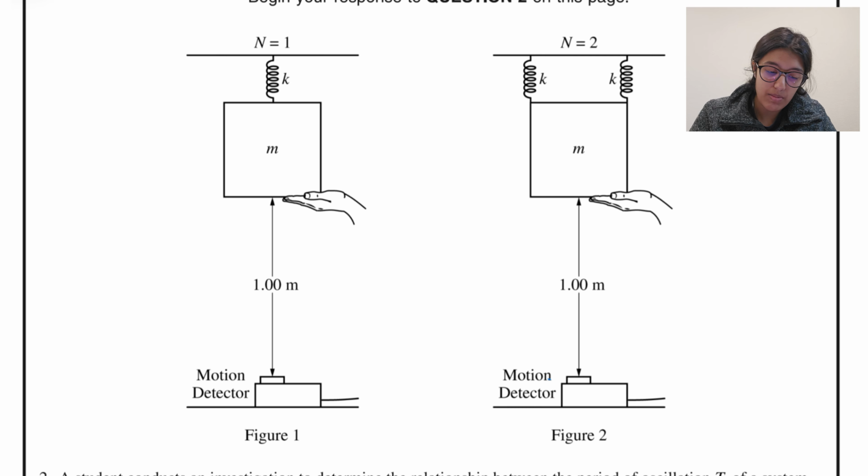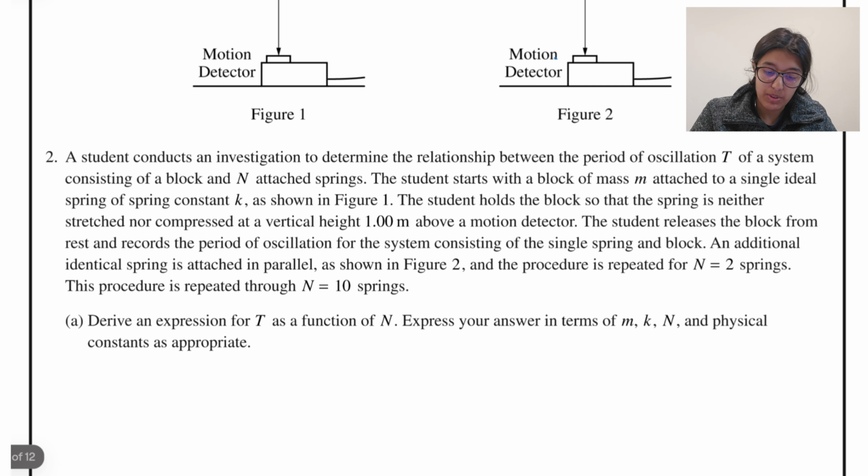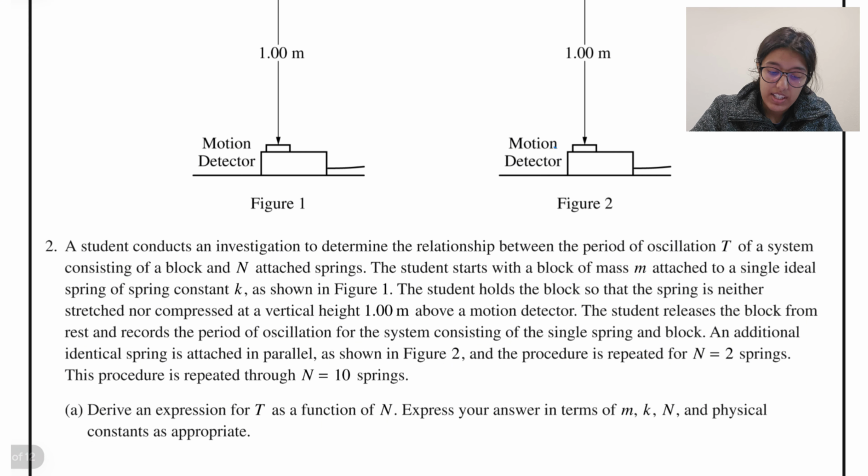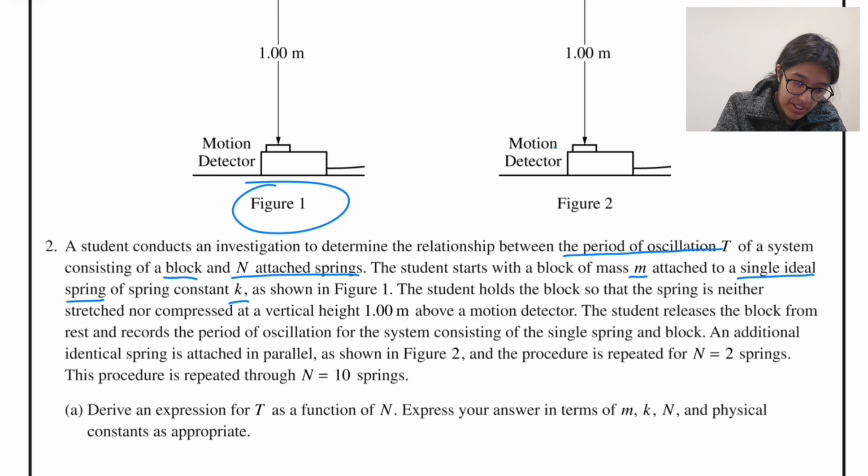I'm guessing it's going to do something with maybe potential energy or maybe time period, something to do with springs, right? So let's actually read the question right over here. A student conducts an investigation to determine the relationship between period of oscillation of a system consisting of a block and n attached springs. So we don't know how many springs there are, just n attached springs. The student starts with a block of mass m attached to a single ideal spring of spring constant k, as shown in figure 1 over here.